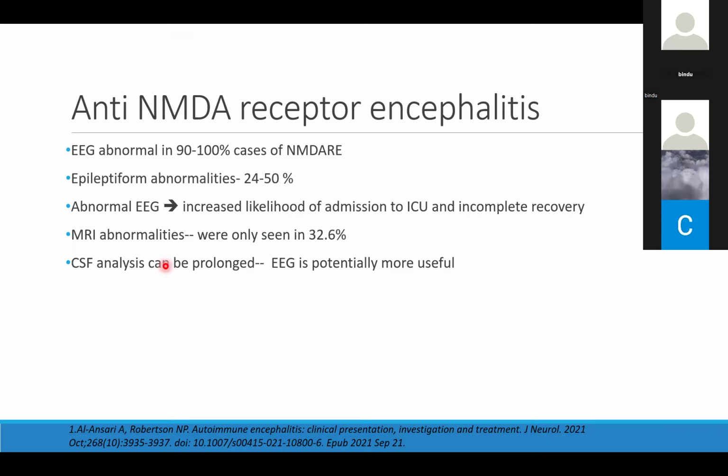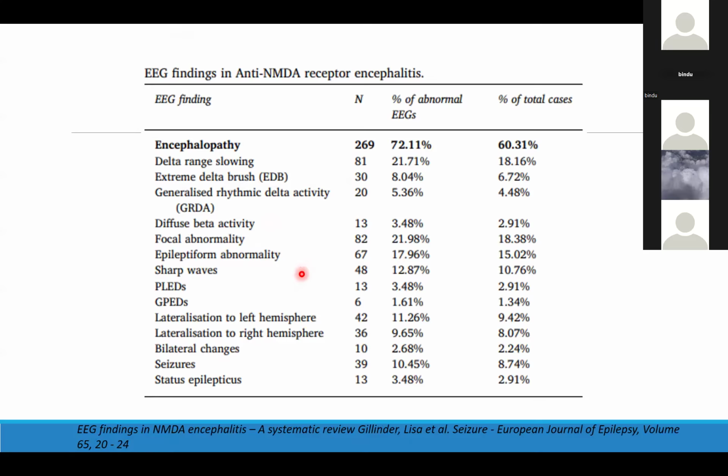In NMDA encephalitis, MRI abnormalities may be seen in only 32% of patients in the initial stages. And CSF analysis and antibody results can become available late, only at a later date. So EEG during the initial presentation is potentially more useful in suspected NMDA encephalitis.